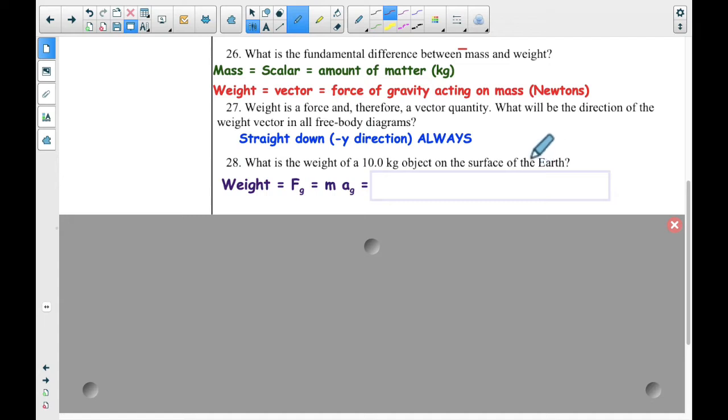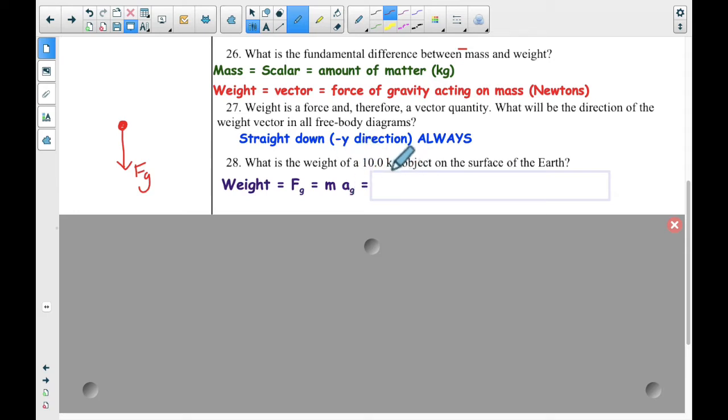When we talk about weight, it is a vector quantity and it will always be straight down. It always goes in the negative y direction. And we've talked about this a little bit, but when we have our free body diagrams, the vector for weight is always drawn straight down, and that's the force of gravity. And so we define weight as a force of gravity, and that's mass times acceleration due to gravity.